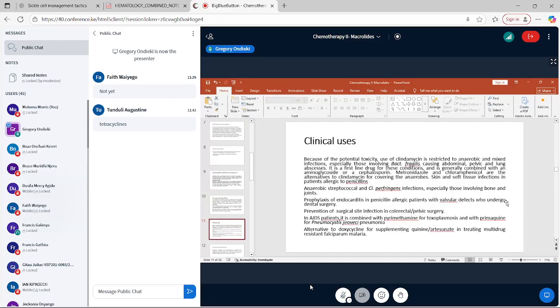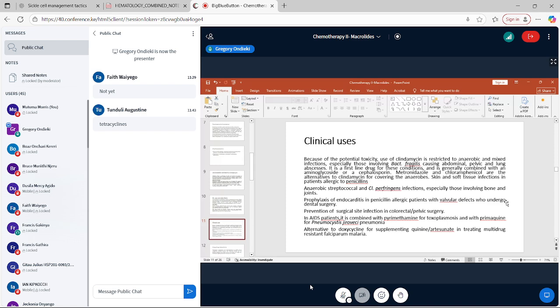Now, what are the uses of clindamycin? Because of potential toxicity, we've talked about that, and a drug that is metabolized by CYP3A4 has a lot of drug-drug interactions. So it's usually restricted to anaerobic and mixed infections, especially those involving Bacteroides fragilis, that will cause abdominal or pelvic and lung abscess. So it's restricted to use in such scenarios.